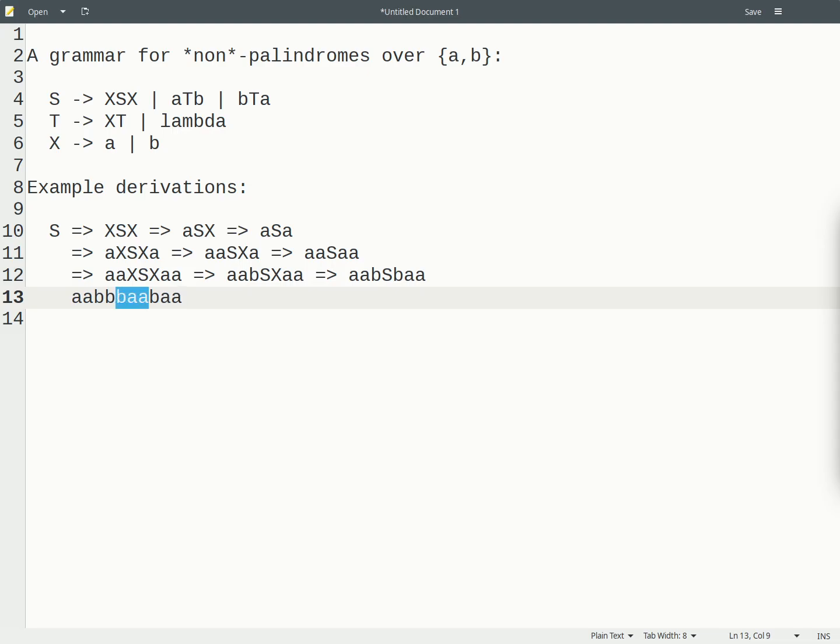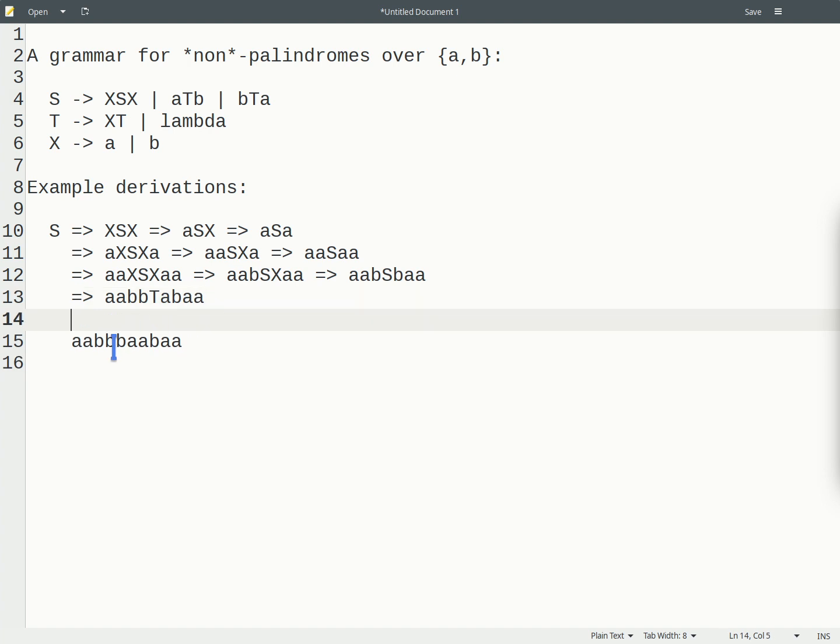And now is where our mistake comes in, namely we have a B if we look from the left, and we have an A if we look from the right. So we are going to use now a rule that introduces a mistake, namely this rule. So we get A, B, B, T, A, B, A, A. Okay, so now we have introduced this B and this A.